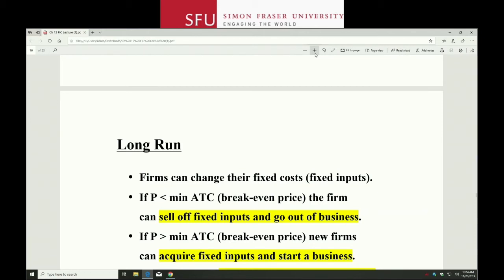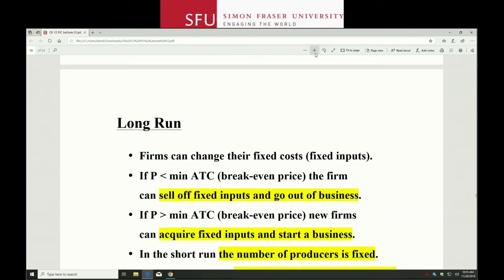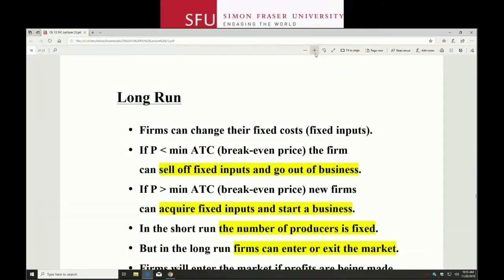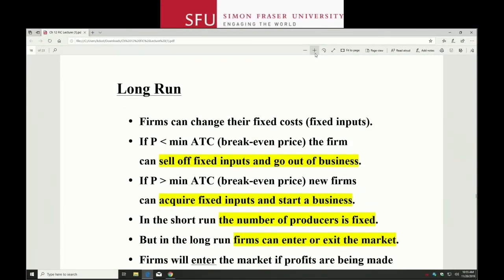So in the short run, again, you're stuck. You're either in the market producing the good or you're not. In the short run, you're stuck. So in the short run, the number of firms would be fixed, but in the long run, the number of firms can fluctuate. Okay, so in the short run, the number of producers is fixed. But in the long run, the number of firms can fluctuate because the firms can enter or exit the market.